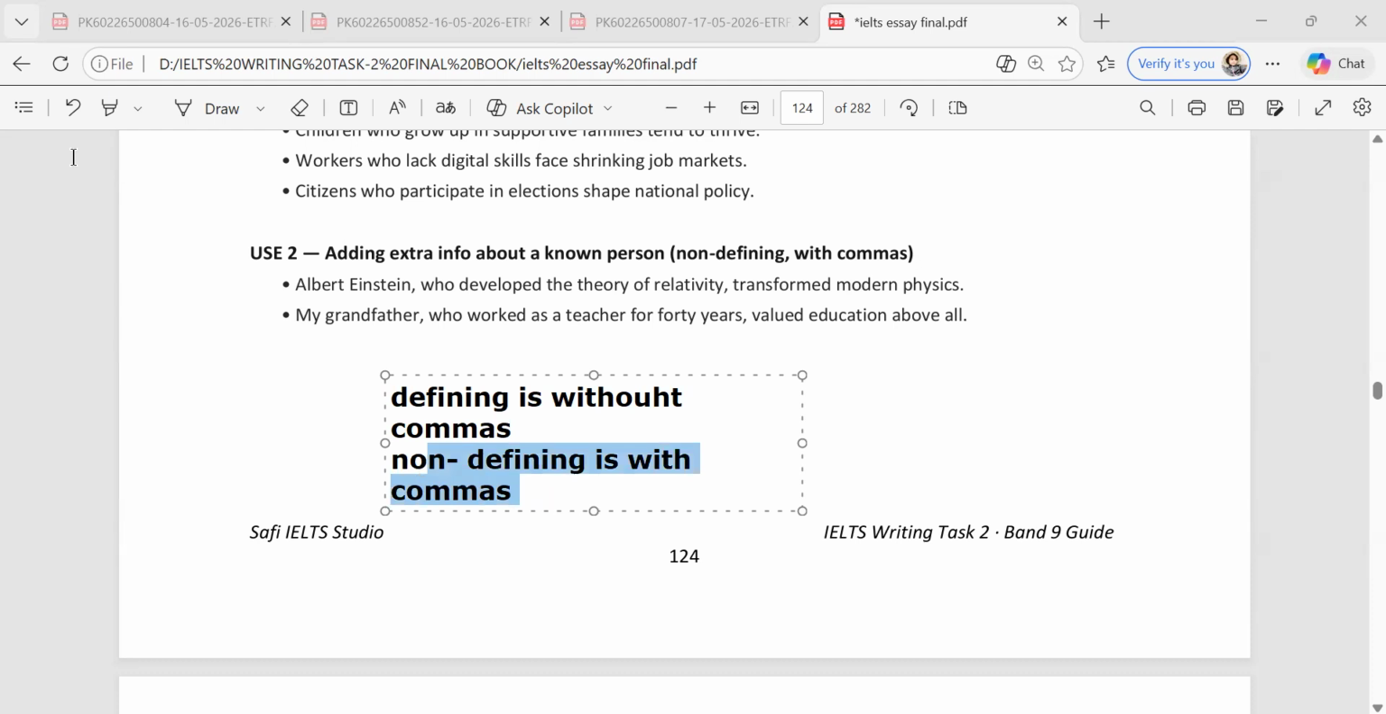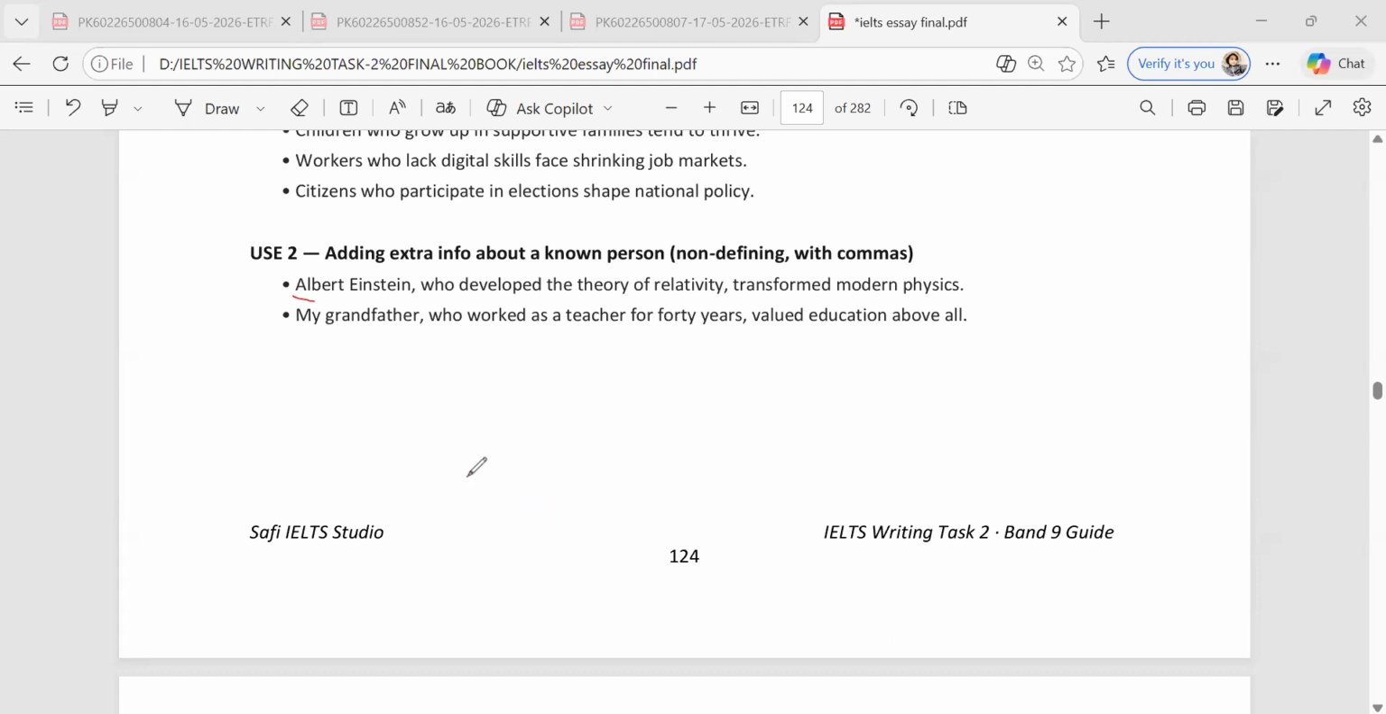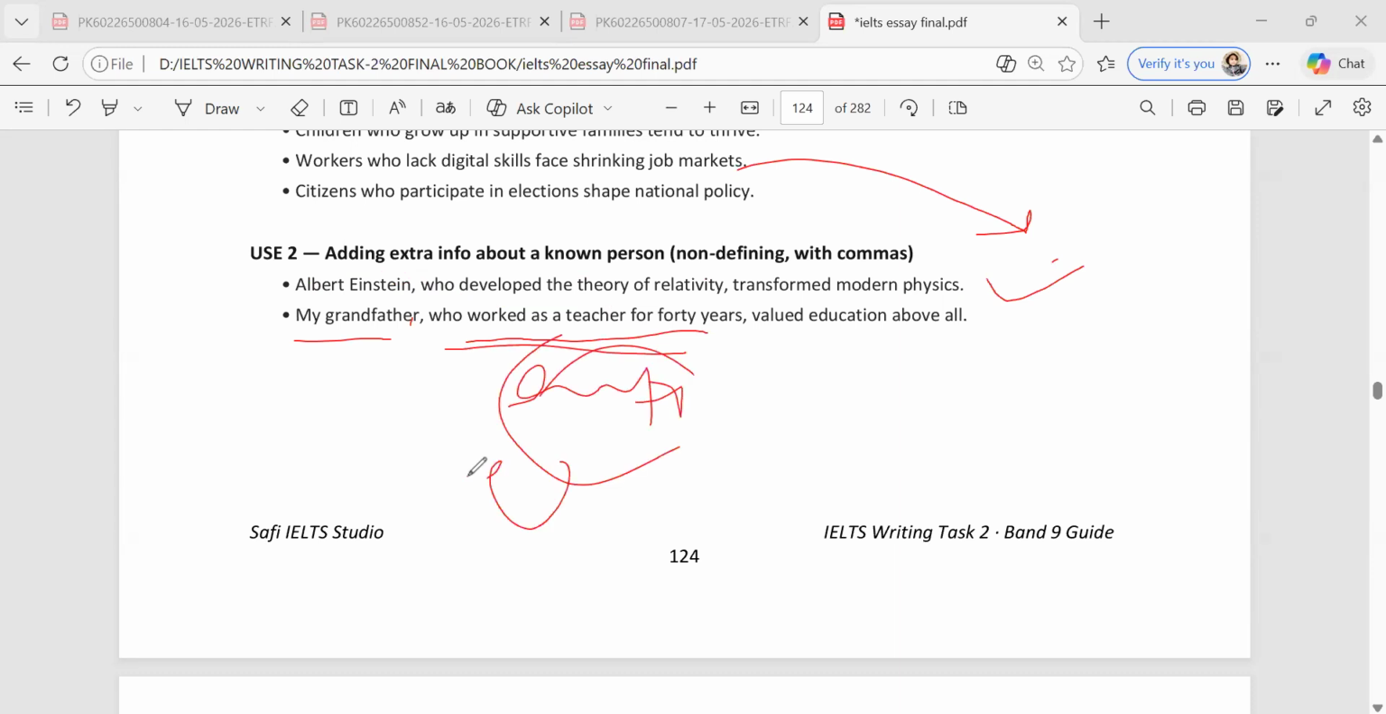Let's start taking examples. For example, the first one: Einstein, who developed the theory of relativity, transformed modern physics. Now, can you see who developed? We have used a comma first, and after that, again a comma, then transformed modern physics. Anyone who knows how to use defining and non-defining relative pronouns can quite easily achieve a high band in IELTS. The next one: my mother, who worked as a teacher for 25 years, valued education above all. Don't you think we have provided extra, non-essential information? That's why we put commas.